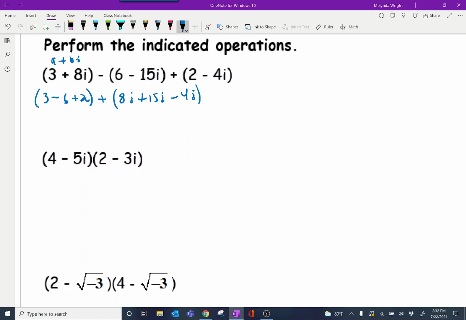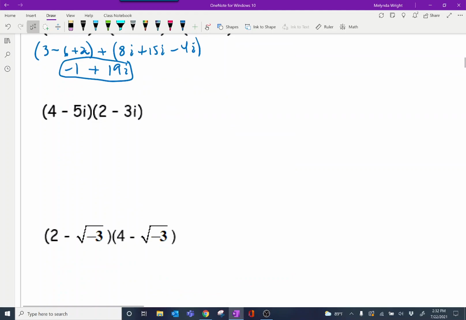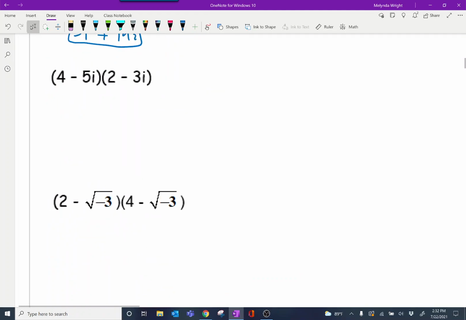So now we just add the real parts together. That would be a -1. And then we add the imaginary parts together, which would give us 19i. Okay, so there is that example of adding and subtracting imaginaries, or actually complex numbers. Now let's look at multiplying complex numbers together.